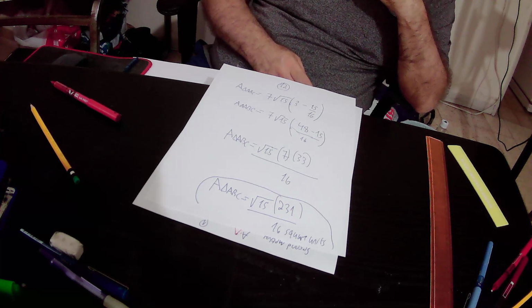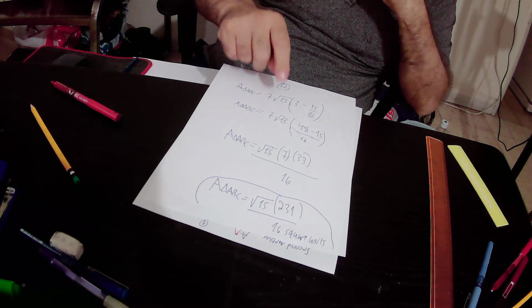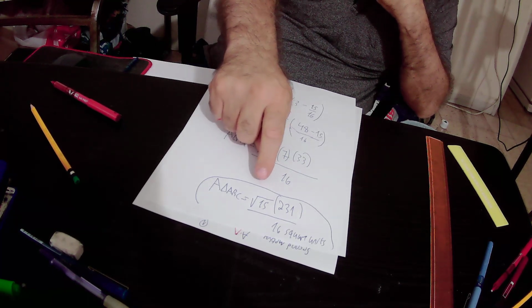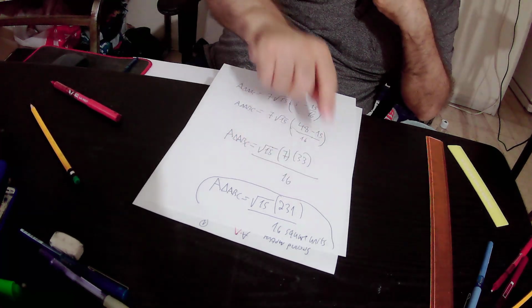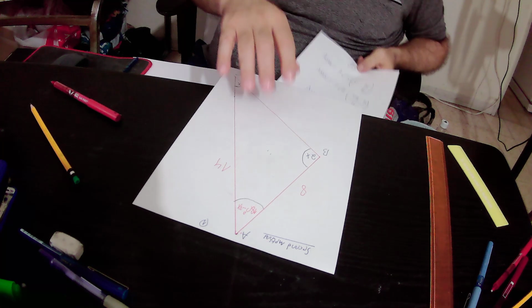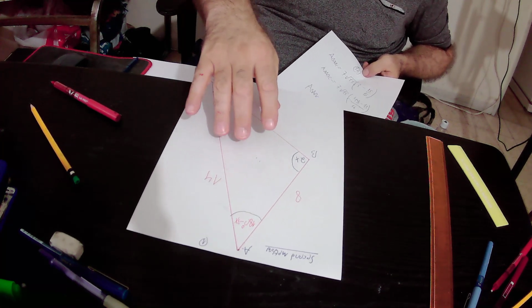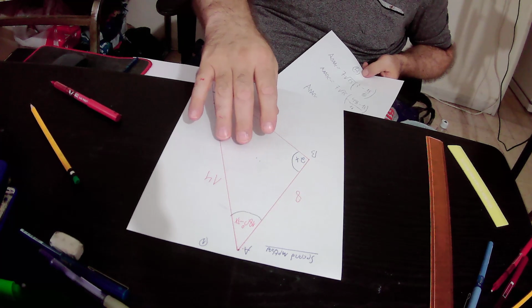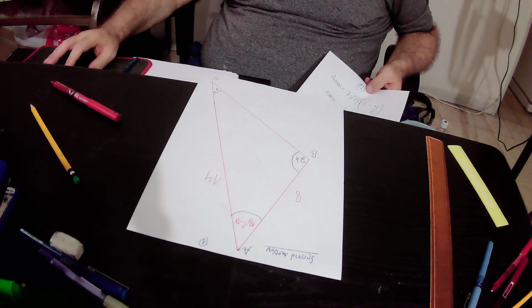So that is the solution to the question: the area of triangle ABC equals root 15 times 231 over 16 square units. Again, the area of this triangle, triangle ABC, equals root 15 times 231 over 16 square units. Okay, thank you very much.